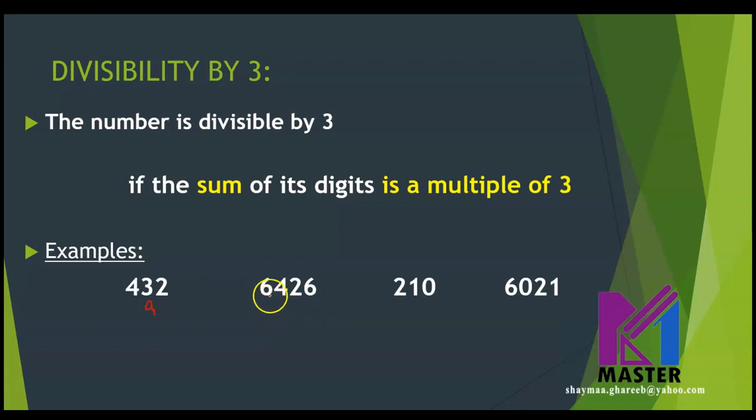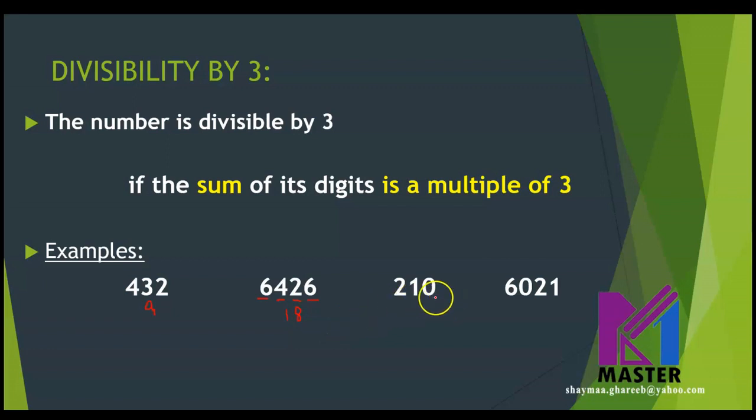What about this number here? 6,426. So let's find the sum of the digits. I have 6 and 4, 10, and 2, 12, and 6, 18. So the sum of the digits here is 18. Is 18 a multiple of 3? Yes, of course. Then 6,426 is a multiple of 3.